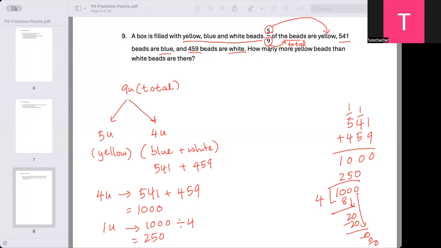Now, what do they want to know? How many more yellow beads than white beads are there? So we need to find yellow beads first. Yellow is 5U. So what do we do? 5 times 250, you will get 1250.